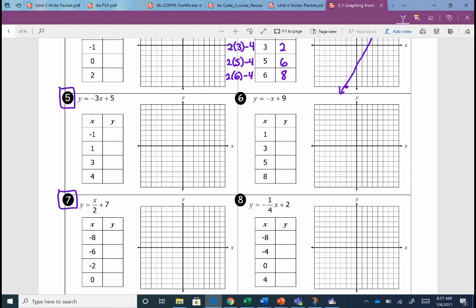Number 5 is just like we did in number 4. Number 7, I want to see if we remember what that fraction bar means. Let's take a couple minutes and then we'll talk about those too.